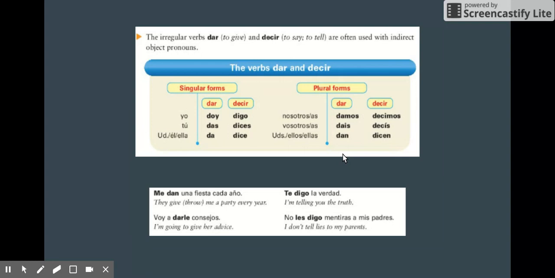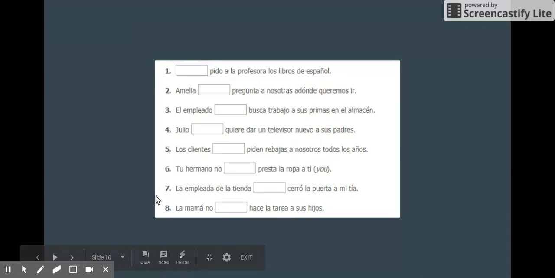Some common verbs that you'll see frequently used with indirect object pronouns and indirect objects are decir and dar, to say and to give. So you can see the conjugations. We've already learned decir. So you can see some examples down here where it's either attached to the end of the infinitive, voy a darle, or placed before the conjugated me dan.